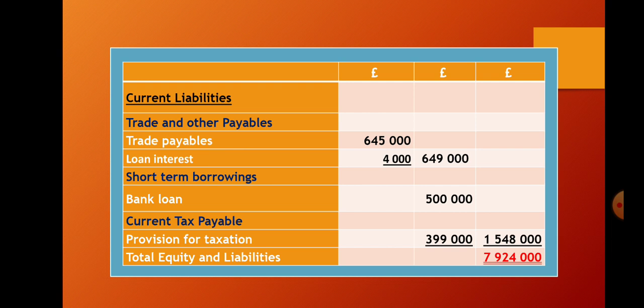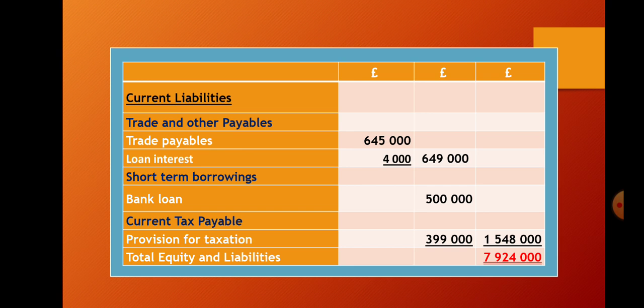Then under short-term borrowings, we have bank loan which is to be paid within 1 year. So that's why it will come under this heading. If it is to be paid for more than 1 year, then it will come under non-current liability. Then among current tax payable, we have provision for taxation. Always remember the taxation amount would be current liability only unless the examiner specifies that it should be paid for more than 1 year. So provision for taxation is 399,000.